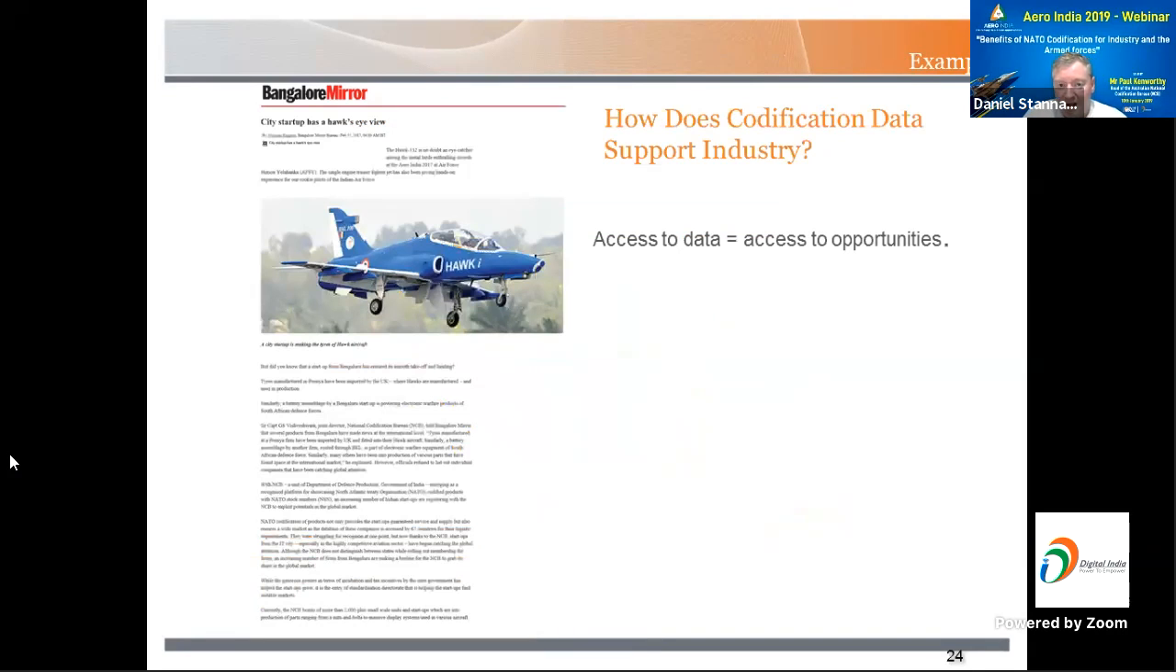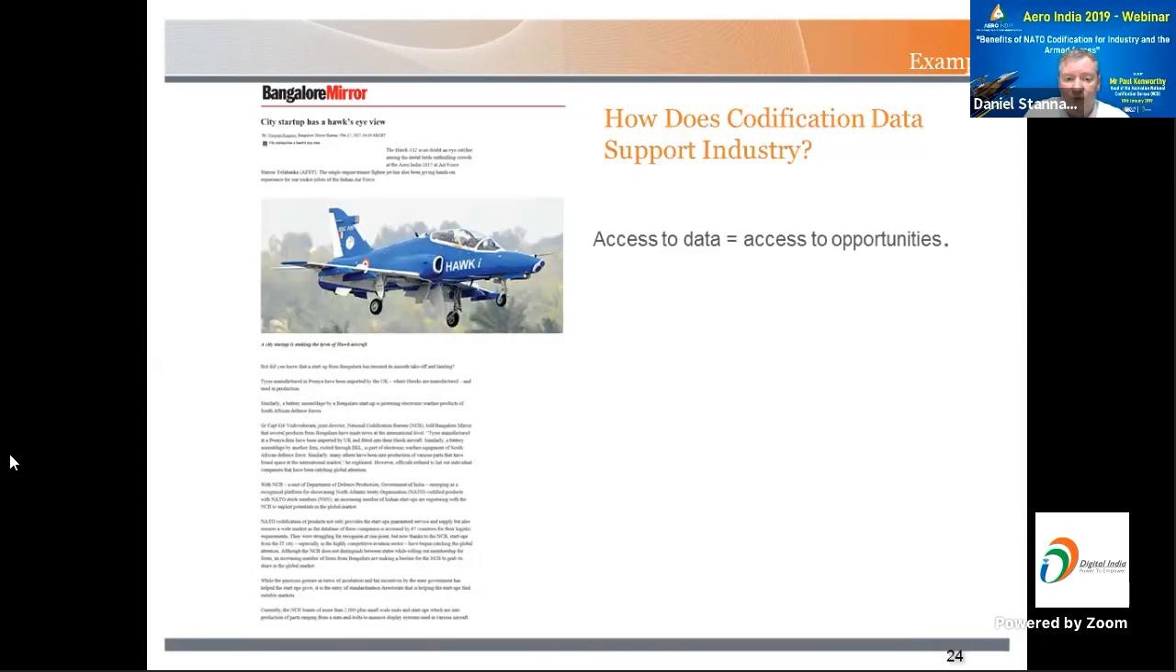So let's have a look at another example of how codification information can be used to help industry. I understand you won't be able to read all the details, but have a look in the Bangalore Mirror. You will certainly find this article, and we'll provide web links as well at the end of the presentation. But this is actually from the last Aero India.